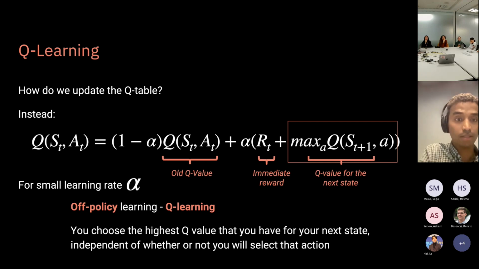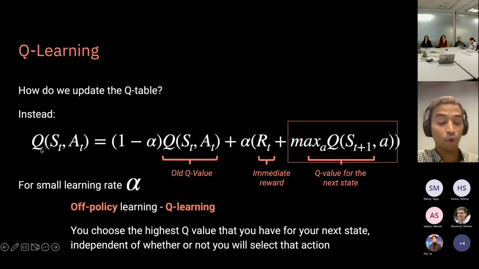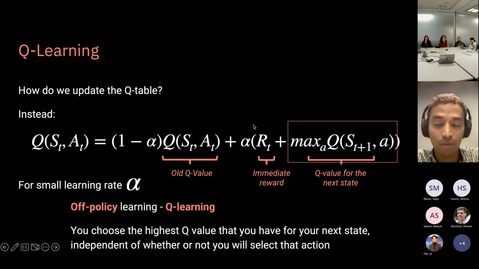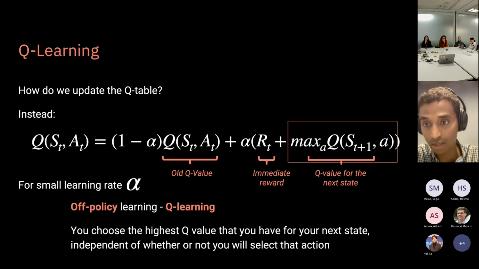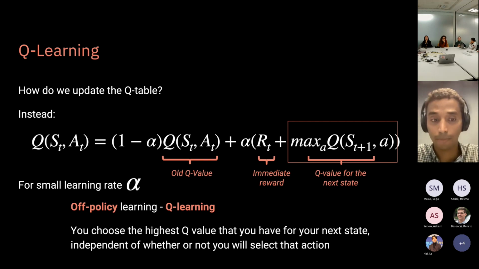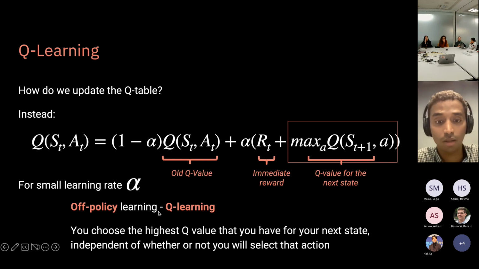The way that you update your Q table is by using this mathematical formula: your Q value at state t, given that you performed action t, is the old Q value with a certain learning rate, the Q value that you have acquired from the previous states, plus the reward that you have just got by performing the current action, plus the maximum taken over the actions for the Q value based on the next state. In other words, what is the action that will maximize my Q value, assuming that I am in the next state? In Q learning, you just choose the highest Q value that you have for your next state, independently of whether or not you will select that action. This is what's normally called off-policy learning in Q learning.